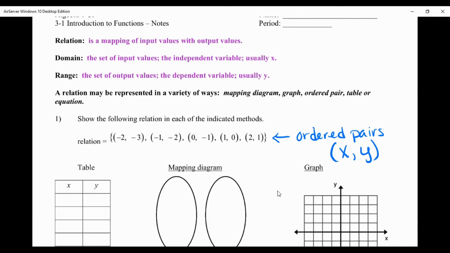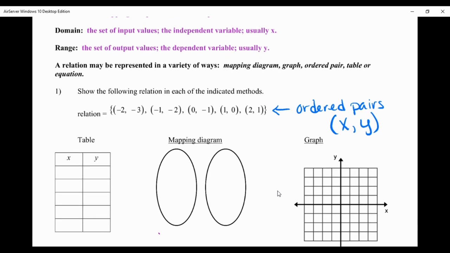So for a table of values, all of the x values are going to go in the x column: -2, -1, 0, 1, and 2. And then all of the corresponding y values are going to go in the y column: -3, -2, -1, 0, and 1. Okay, each row represents the ordered pair.